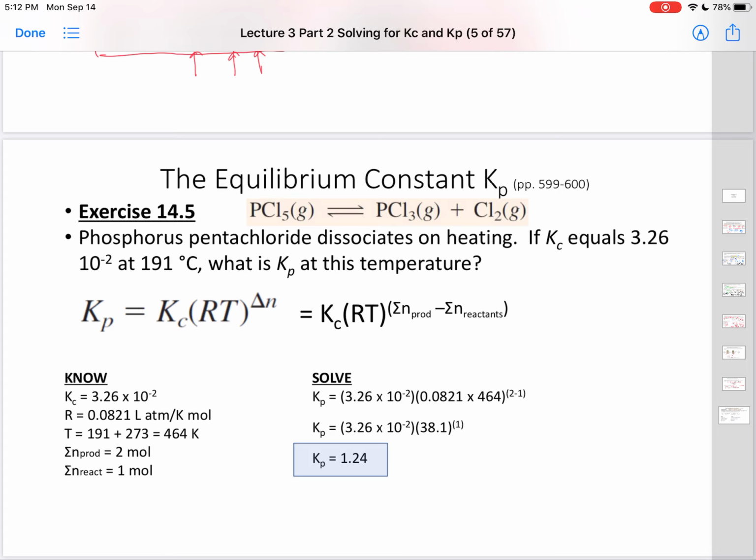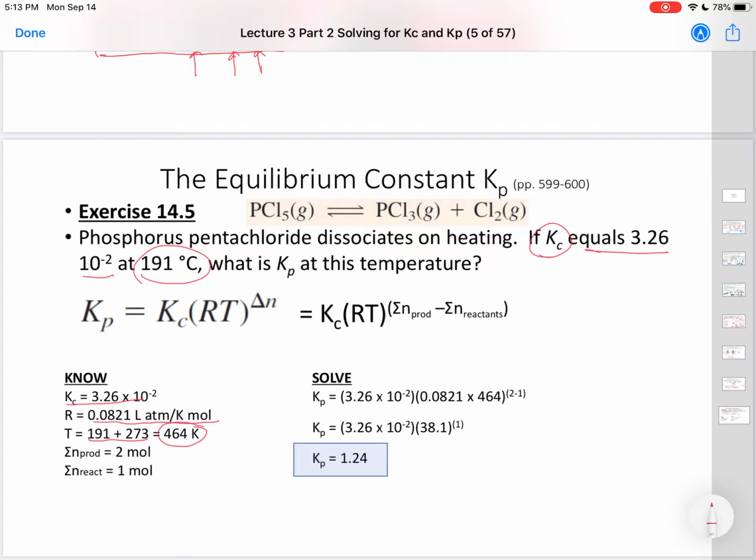So let's look at an example. It says phosphorus pentachloride interconverts to phosphorus trichloride and Cl2 gas. So if Kc equals 3.26 times 10 to the minus 2, we're going to plug that in. And it is at 191 degrees Celsius, so we're going to change that to Kelvin. So 191 plus 273 is 464. R is the gas constant that we know and love, 0.0821 liter atmospheres over kelvin mole. We've done this many, many times, hopefully, for the ideal gas law.